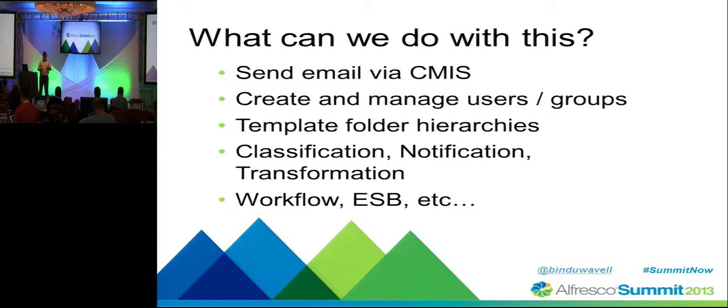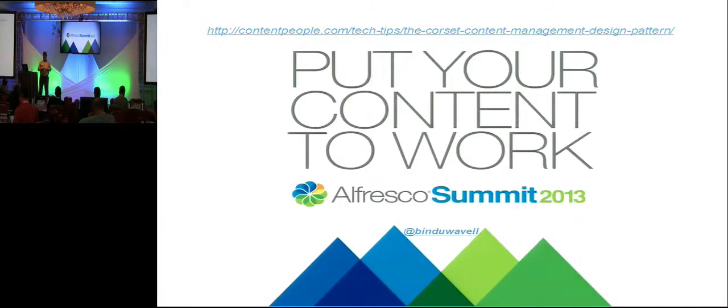We're also doing template folder hierarchies. So when you create a folder of a certain type, it looks at the type, it looks at some properties, and it determines a folder structure and automatically builds that out. We're also using this to trigger classification, notifications, transformations, some sort of lightweight workflow capabilities, and even triggering other external systems like redlining for legal documents, like doing compares or scrubbing documents where you're removing metadata and things like that.